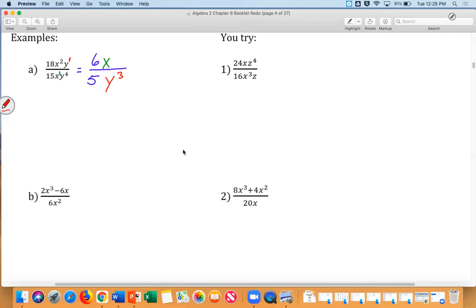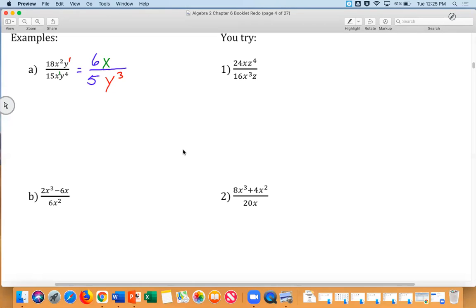Well, it would have to be up top for it to be negative 3, but the directions are going to say write it with a positive exponent, because just like writing 4 over 6, it's considered to be unfinished. Okay? Why don't you guys try number 1?